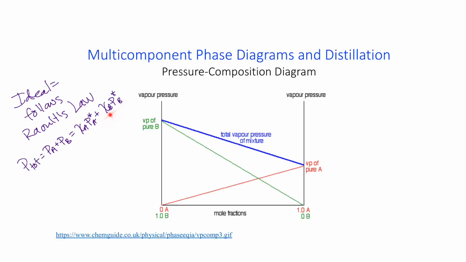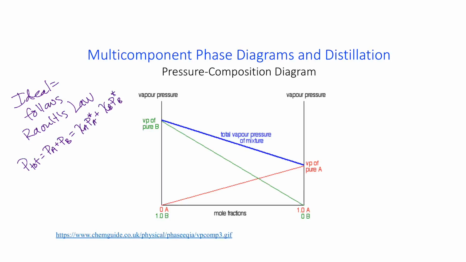If it deviates from this at all, then we have a non-ideal solution. So you can imagine that you can have various degrees of varying from Raoult's law, where maybe it deviates just a little bit and it doesn't affect things too significantly. We can make an approximation of ideal behavior, but sometimes we get some pretty significant deviations from that ideal behavior, and there are some significant consequences to that.